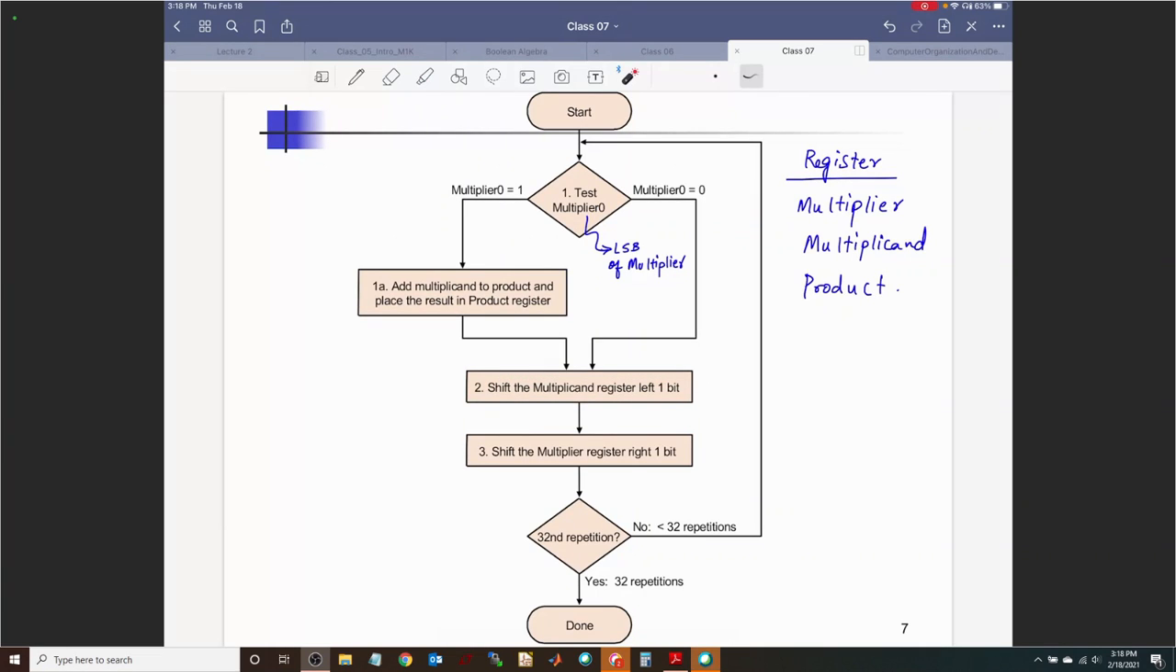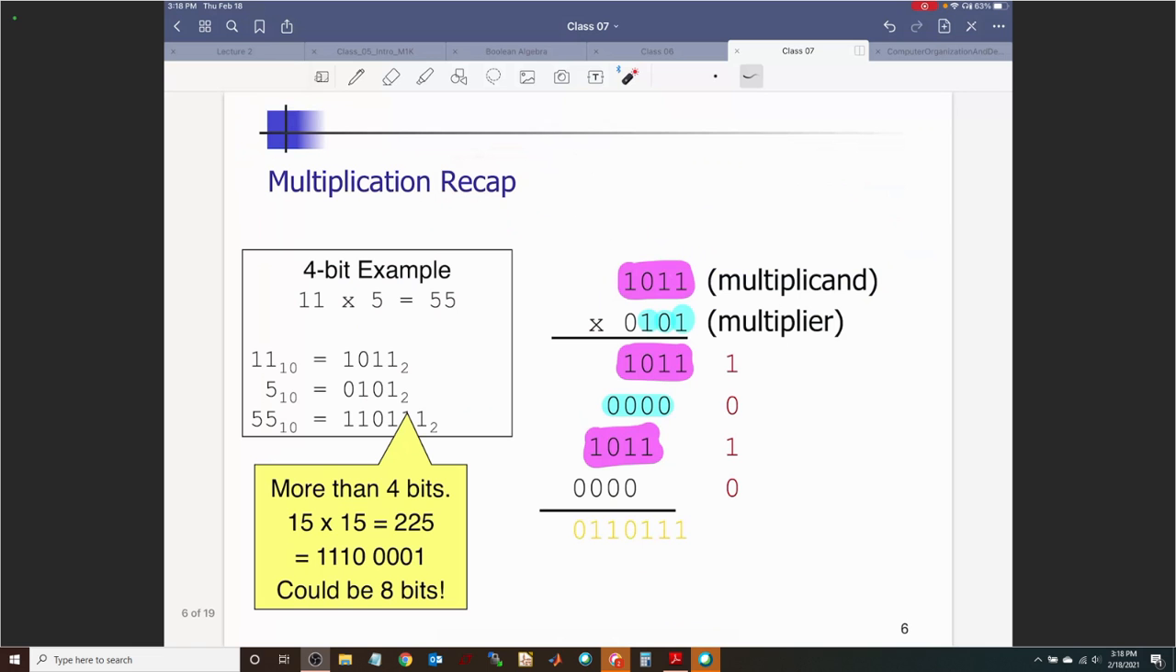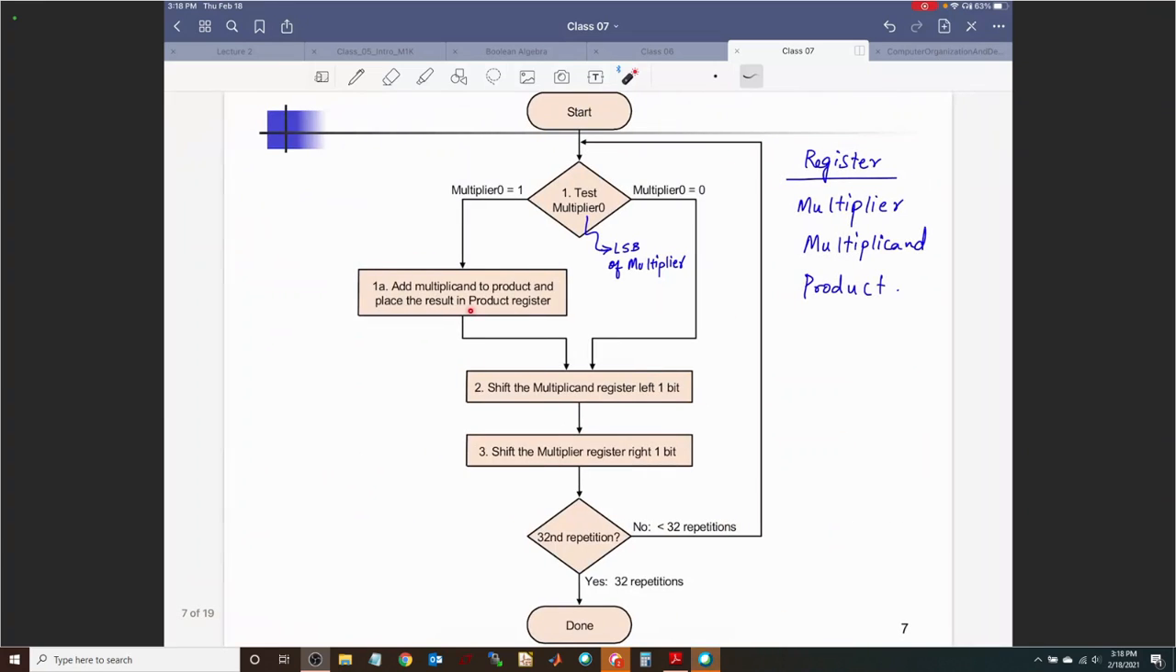Now let's take a look at what I should do when the multiplier least significant bit is 1. Well, when the least significant bit is 1, it looks like I need to take the multiplicand and add it to my product register. So if I initialize my product register to be all zeros, then every time I come across a least significant bit of the multiplier that is 1, I add the multiplicand to the product register and place the result back into the product register.